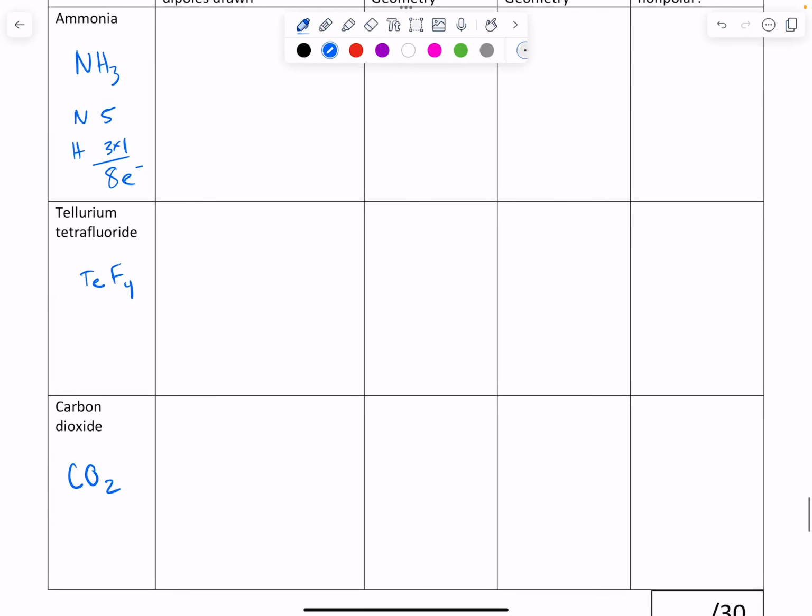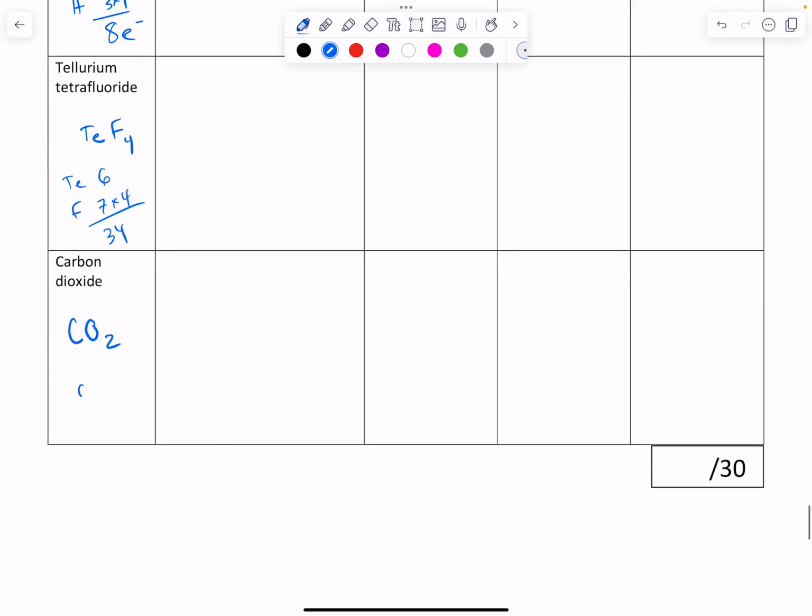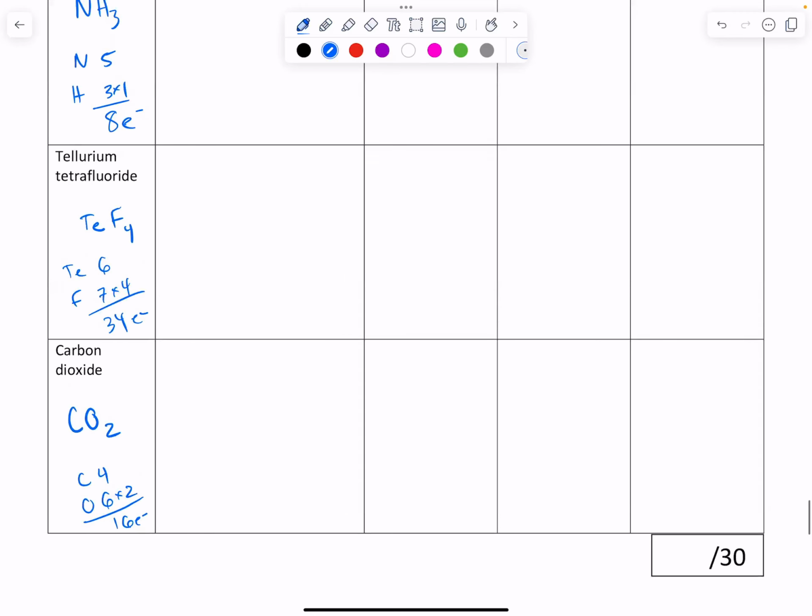Tellurium, if I look it up on the periodic table, it has 6. Fluorine, 7 times 4. That gives me 28 plus 6 is 34 electrons. Carbon dioxide, carbon has 4, oxygen has 6, times 2, 12 plus 4 is 16 electrons. So now I can go draw all of these.